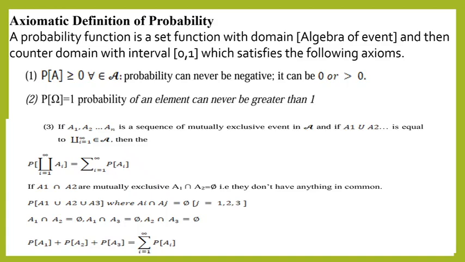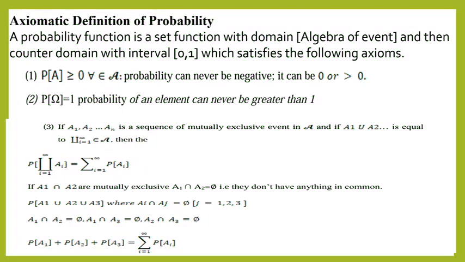Another one is that sample space is the universe in which events occur. If an event contains just one outcome, it is called a simple event. And if the event contains multiple outcomes, it is called a compound event.